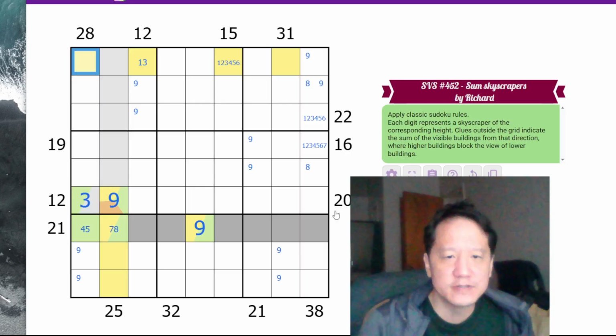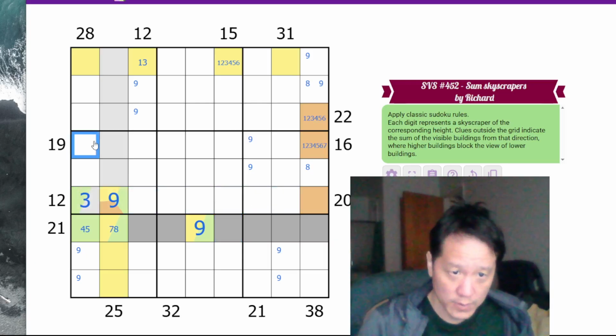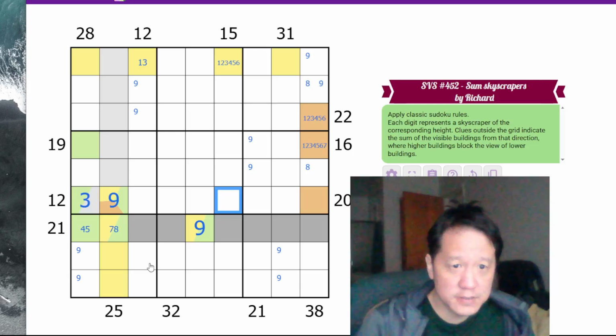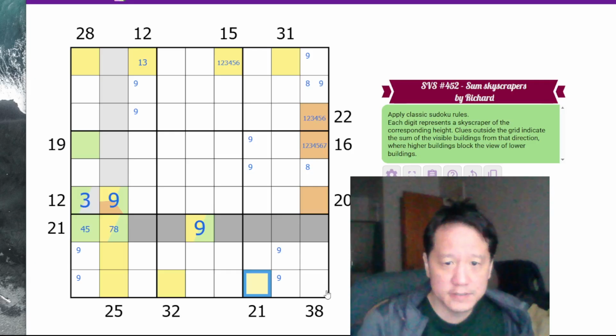This is obviously seen. I guess we'll just do orange from this side, because there's a decent amount of double scenes in each row here. This is obviously seen. Seen, seen, and seen.